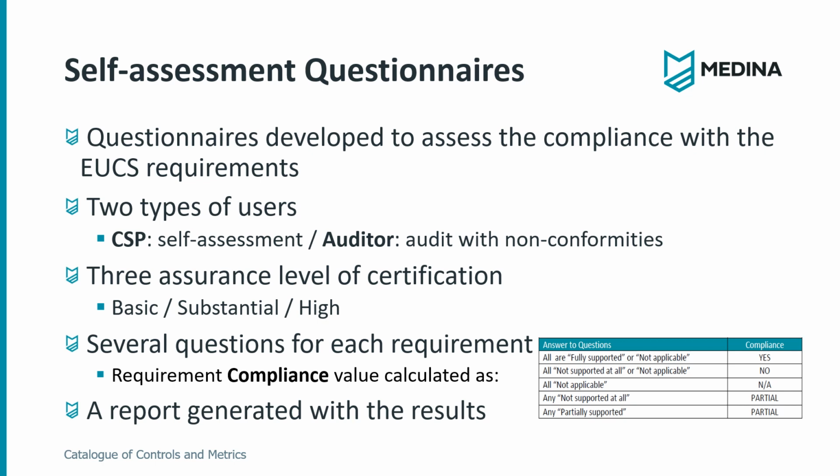There are 3 levels of certification: basic, substantial, and high. Each requirement of the EUCS is covered by one or more questions, whose answers are consolidated to calculate the compliance of the requirement, the possible answers being: fully supported, partially supported, not supported, and not applicable. Finally, a detailed report can be generated with the results.